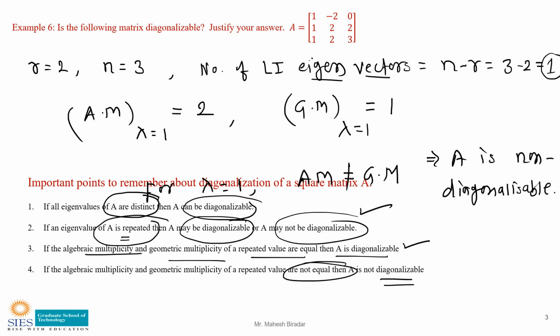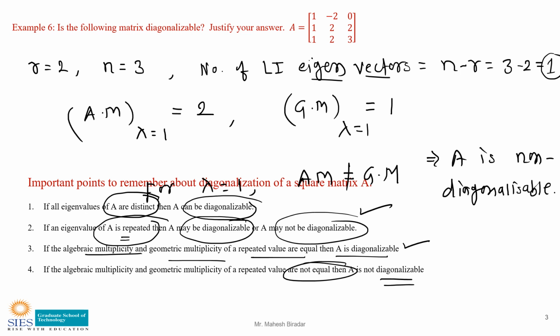I hope this topic is clear. This is the last video of this topic because the syllabus starts from eigenvalues and ends with the similarity of matrices. If the matrix is diagonalizable, then we have to find D and M, which are the diagonal matrix and the modal matrix. If the matrix is non-diagonalizable, there is no need to simplify further.